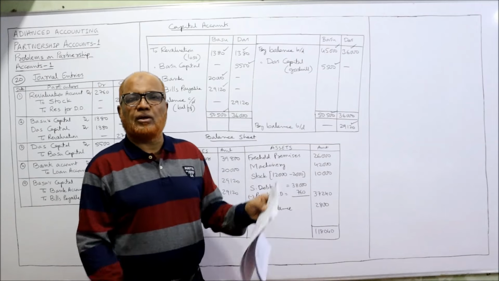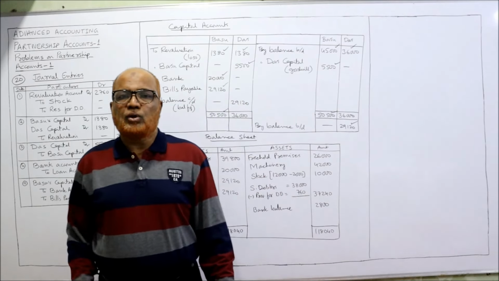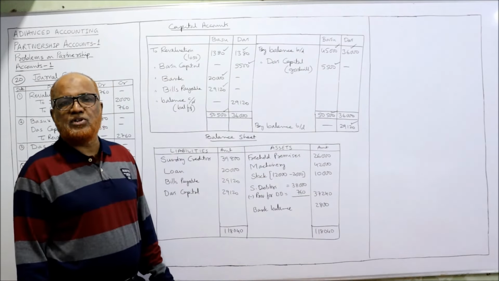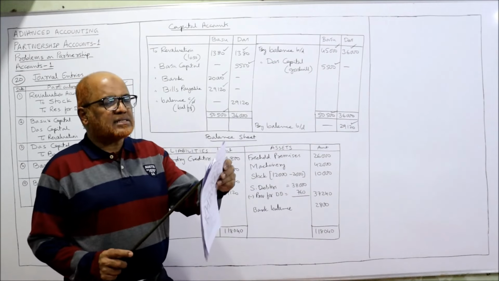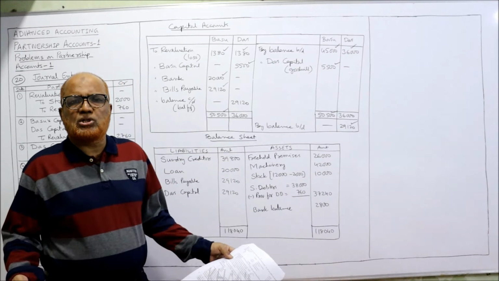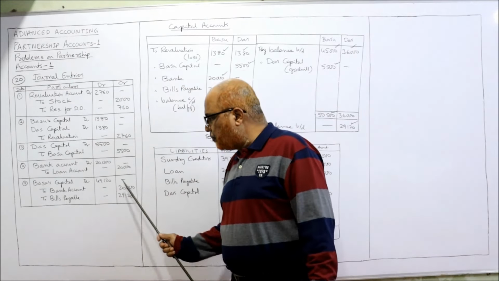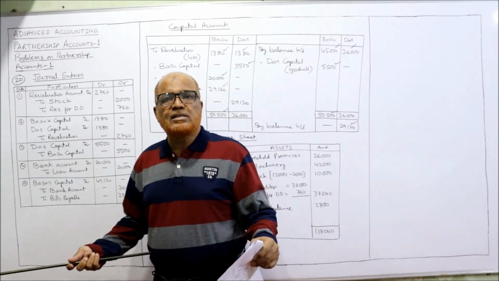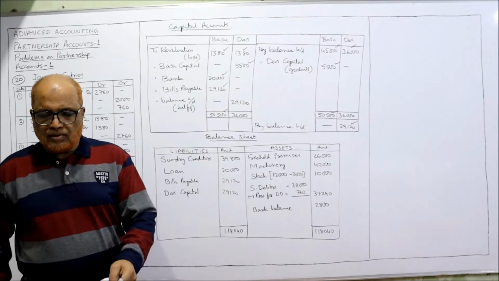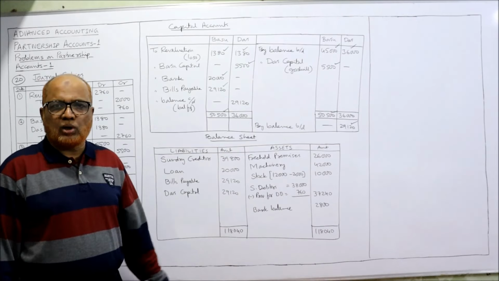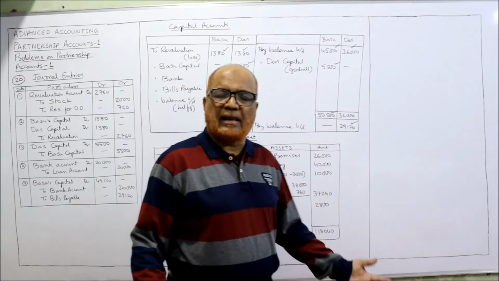Sundry debtors are 38,000. And we have made a provision for doubtful debts. How much? 760. So from sundry debtors, deduct 760 provision for doubtful debts. 38,000 minus 760, 37,240. Lastly, bank balance, 2,800. There is no change. In the bank account, we have received 20,000, but at the same time, we have paid 20,000. That means there is no change in the bank balance, 2,800. That's all. So all the items we have considered. Now the total on the liability side, 1,18,040. On the asset side, 1,18,040. Balance sheet tallied.